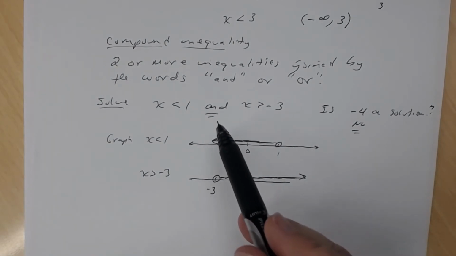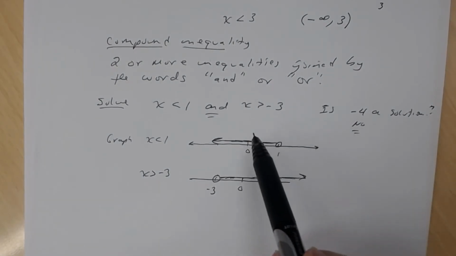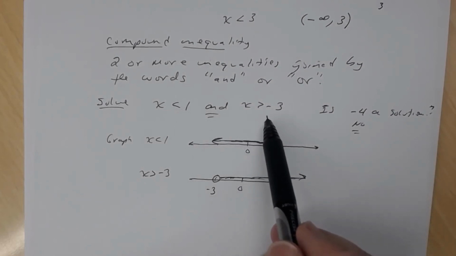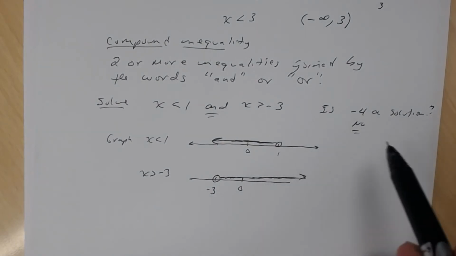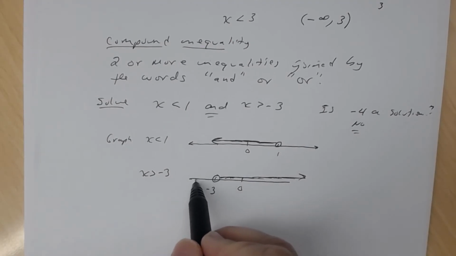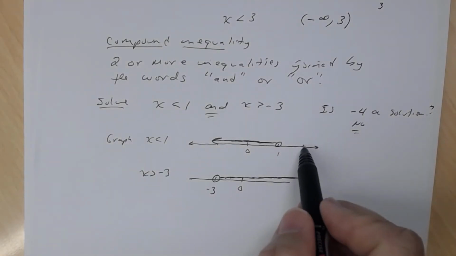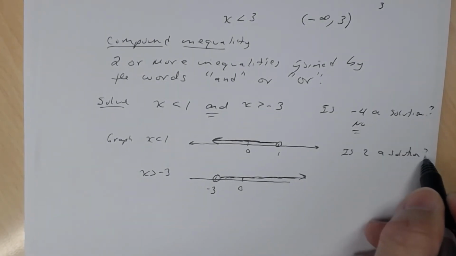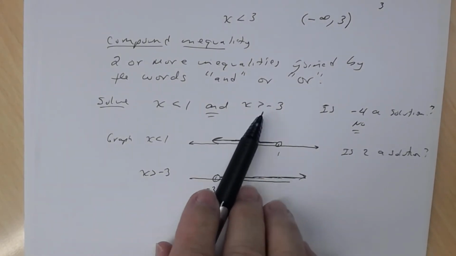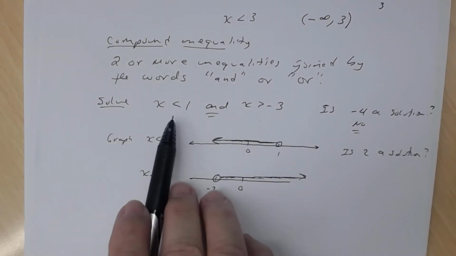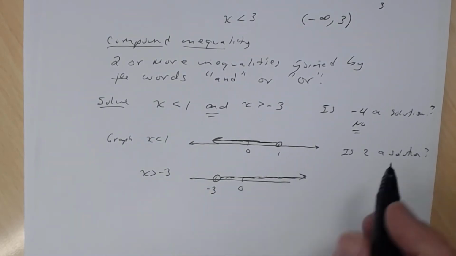All right, now let's talk about the word and. I want to find all the solutions that are less than 1 and at the same time greater than negative 3. Remember negative 4, which is here, was not a solution because negative 4 was not shaded here. And the same thing for 2. Is 2 a solution? Well, 2 is bigger than negative 3. See, 2 is shaded here. But is 2 shaded here? Is 2 less than 1? The answer is no.